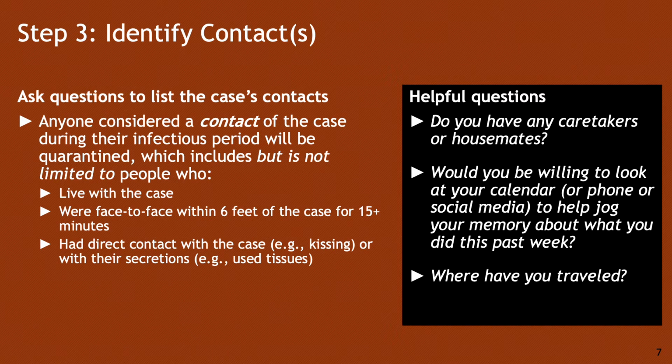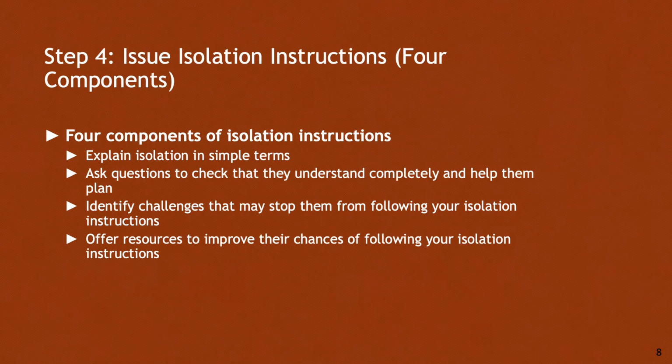Maybe they're willing to look at their calendar, at their social media, or at their text messages to jog their memory on who they've been in contact with and where they've traveled during the infectious period, because we need to find out who they've been in contact with to prevent community spread or spread to other communities. And we need to advise about isolation in step 4.